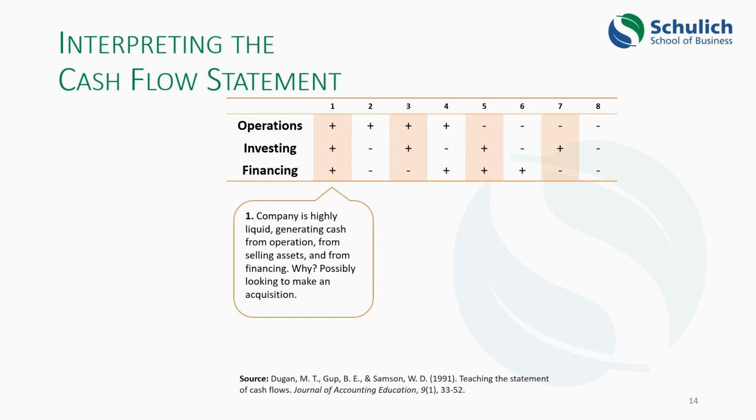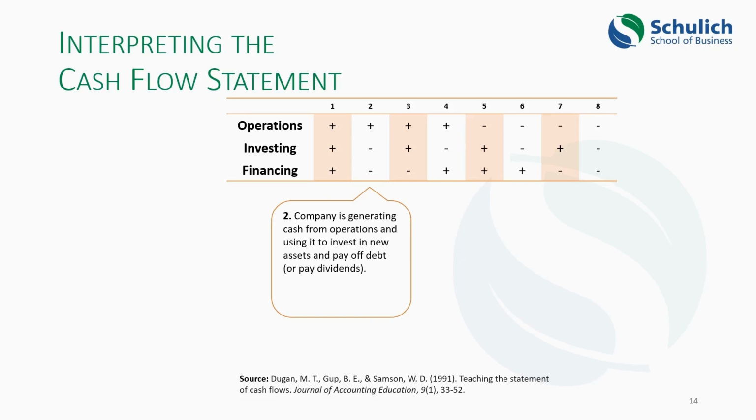Second pattern would be where you've got positive cash flows from operations, but negative cash flows in the investing and financing activities. Company generating strong cash from operations, and it's using it to invest in new assets, right? So the cash is being generated by operations and it's going into purchasing new assets. At the same time, they could be paying off debts or paying dividends to the owners. So that's a pretty healthy situation for a company to be in general.